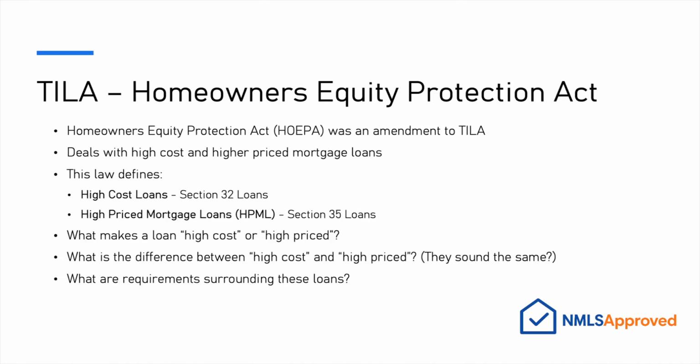Next up, we have HOPA, which is the Homeowners Equity Protection Act. It was an amendment to TILA. It deals with high cost and higher priced mortgage loans, and it defines two criteria for loans. First you have high cost loans, and then you have higher priced mortgage loans. High cost loans are known as Section 32 loans, and high priced loans are known as Section 35 loans. We're going to talk about what makes a loan high cost or high priced, and the difference between them, since they sound almost the same. And then there are certain requirements surrounding these types of loans. So it's important to understand this.